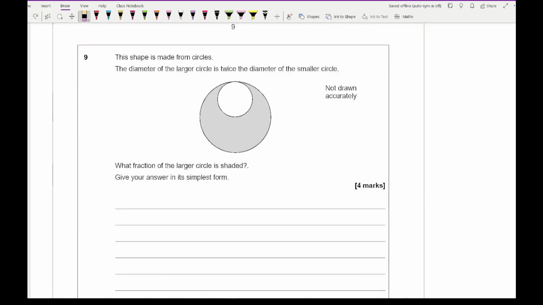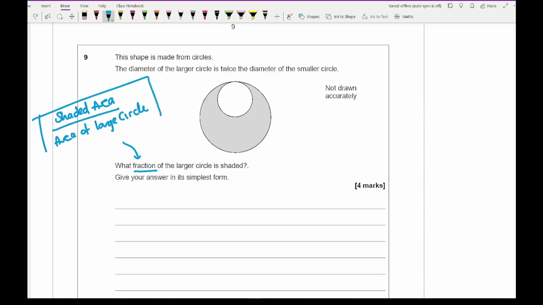So moving on to our last question, it says the shape is made from circles. The diameter of the large circle is twice the diameter of the small circle. What fraction of the larger circle is shaded? So what the question is actually asking is the shaded area divided by the area of the large circle. So these are the two bits of information that I need to know.